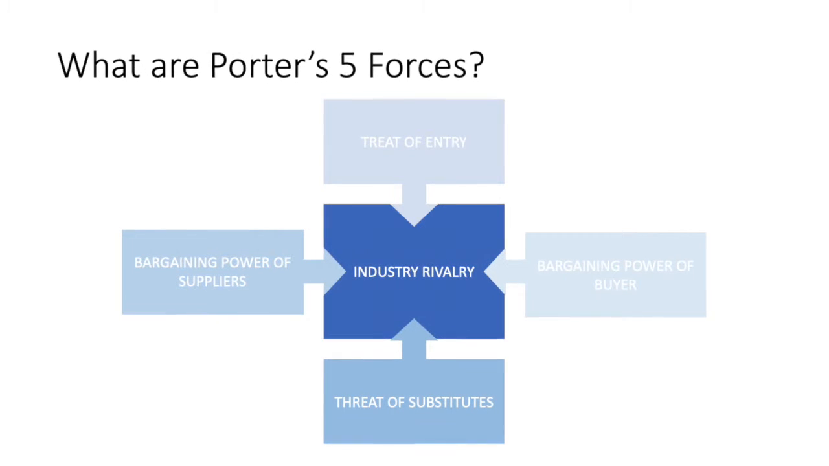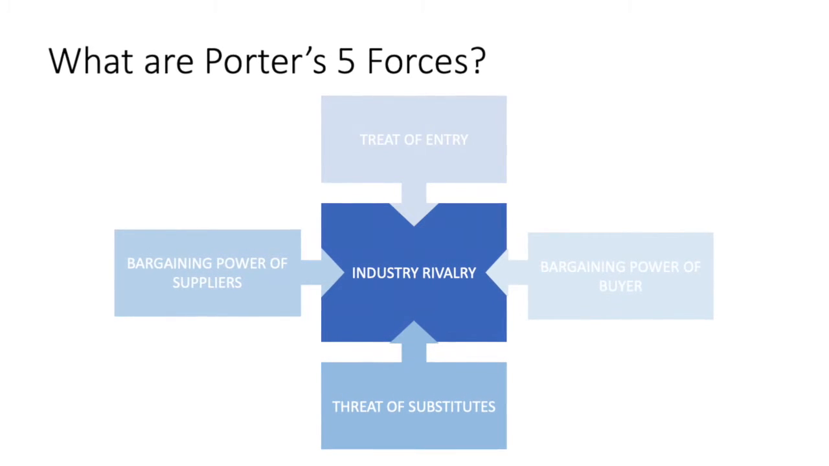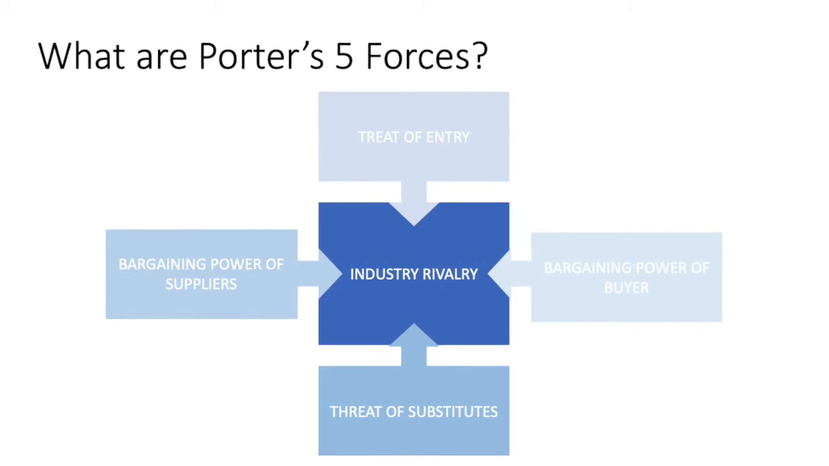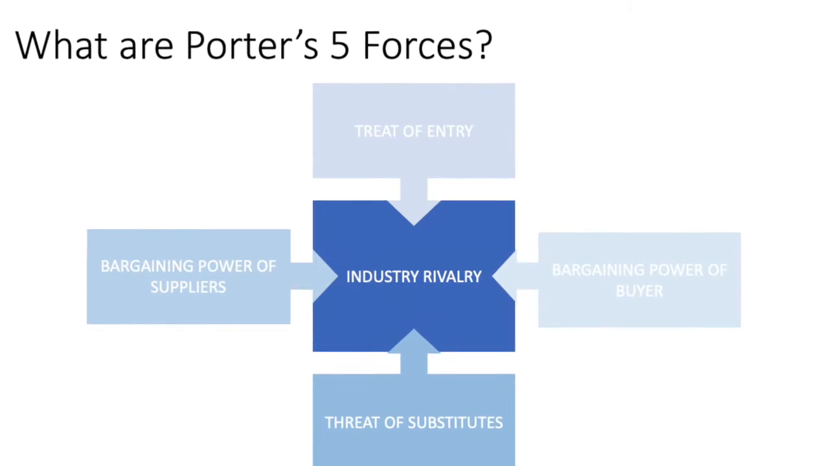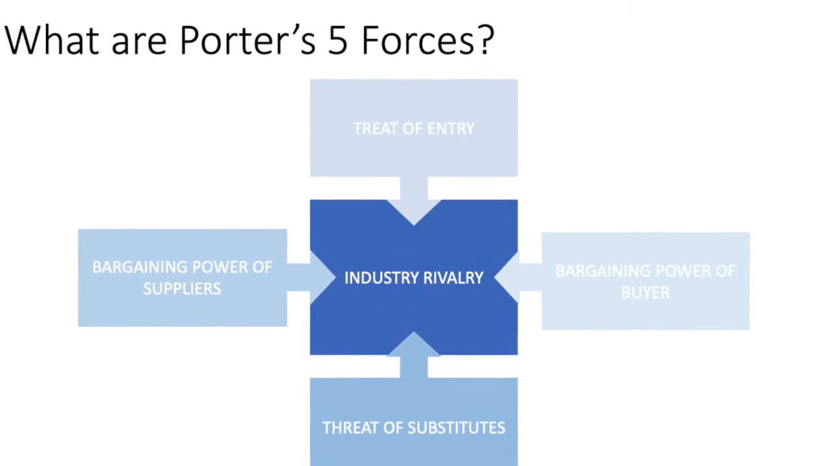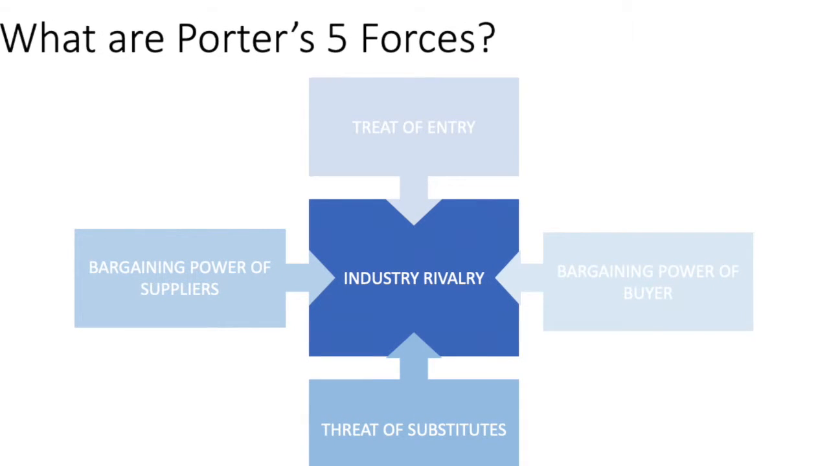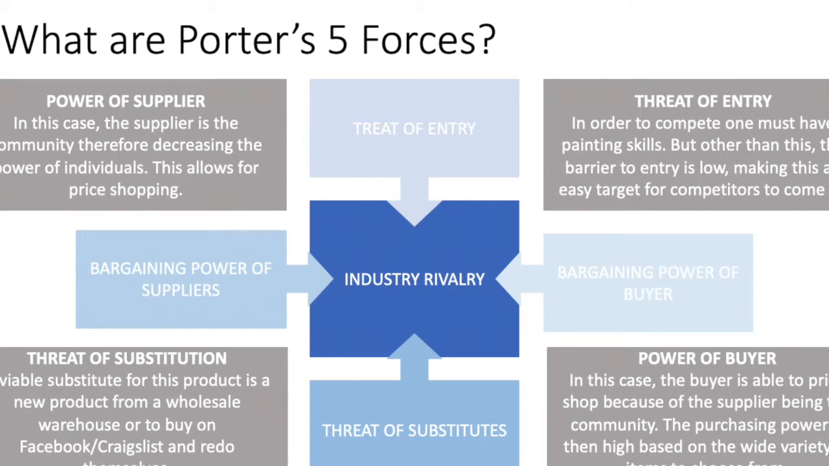What are Porter's Five Forces? So the first one is threat of entry, bargaining power of buyer, threat of substitutes, bargaining power of suppliers, and industry rivalry. So how do these five work together in the Winston Find?